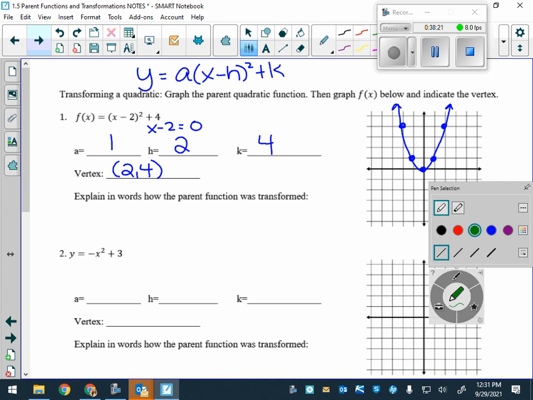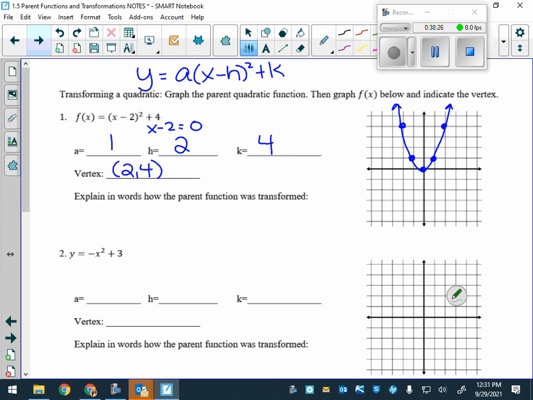Okay. So now, if I graph the vertex first, it's 2, 4. Here's my new vertex. So we went from the origin to 2, 4. Right then and there, how did that transform?